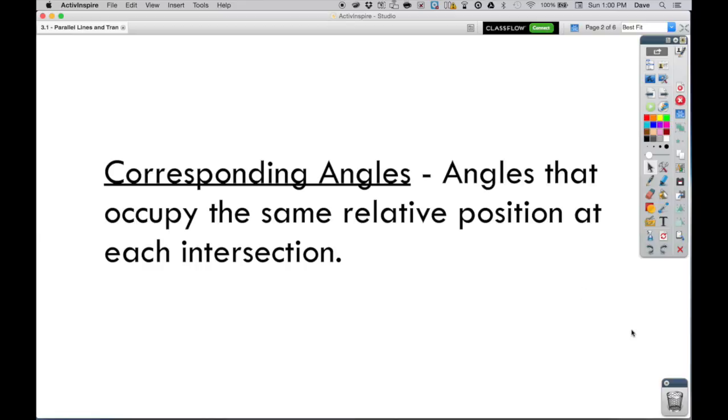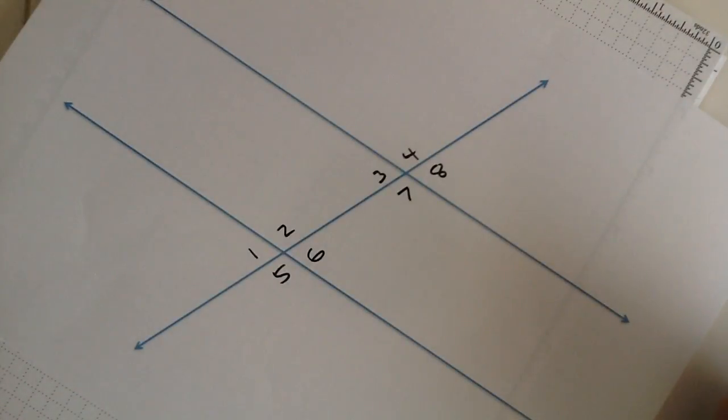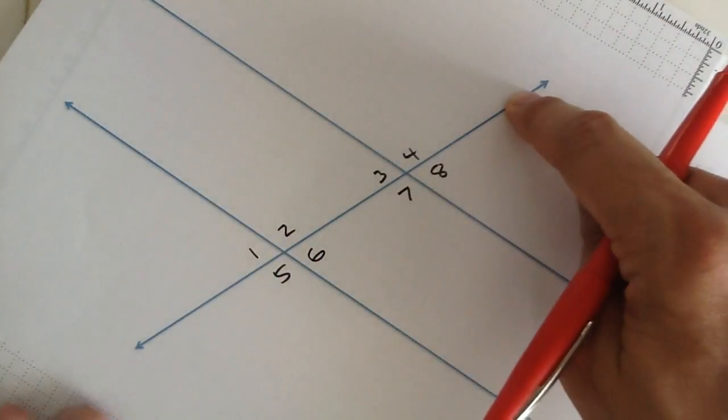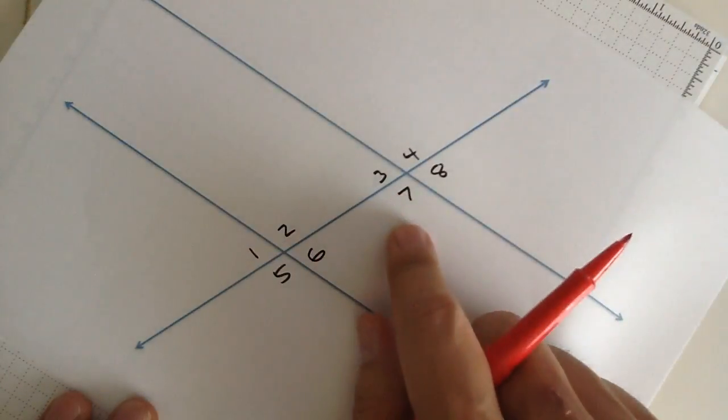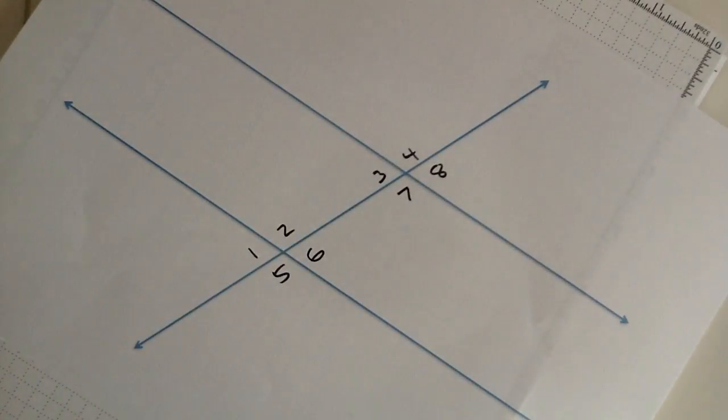So let's start off with corresponding angles. Corresponding angles are angles that occupy the same relative position at each intersection. So let's take a look at what that means. As we discovered with our activity, when you take two parallel lines and cut them with a third line called the transversal, you get all these angles, and there's a direct relationship between certain pairs of angles.